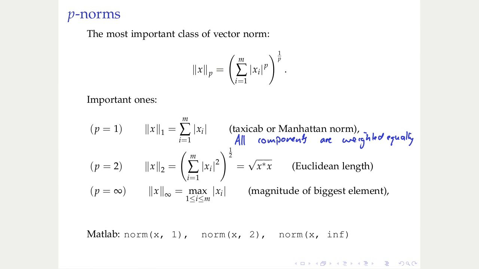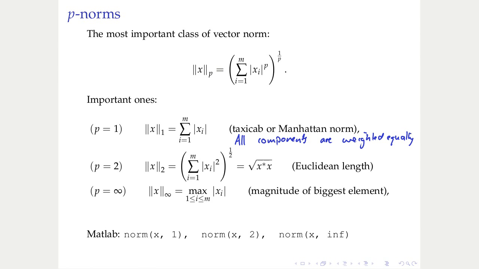Okay, each component is on equal footing. You make a change to any one of the components, then the norm will change by the same amount. Okay, so that's the 1 norm, which is called the taxicab or the Manhattan norm. Actually, I'll show you why in a moment. The 2 norm, we just looked at, is the Euclidean one.